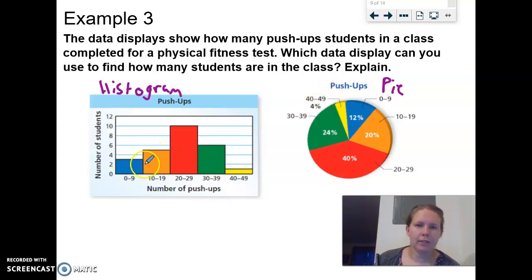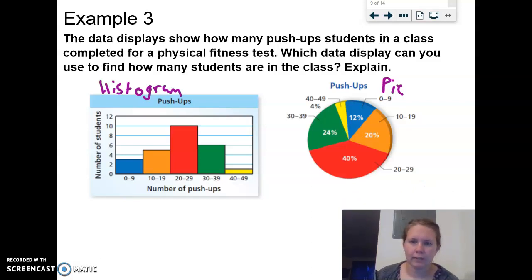My histogram then has the same data ranges, so 0 to 9 like you see here, 10 to 19, 20 to 29, 30 to 39, and they're using the same color coding. The red goes with the red, orange goes with orange, blue goes with blue. So can you tell from a pie chart how many people did this? Or can you tell from a histogram how many people did this test? Think about it for a minute. What do you think you would answer if you were in regular class?